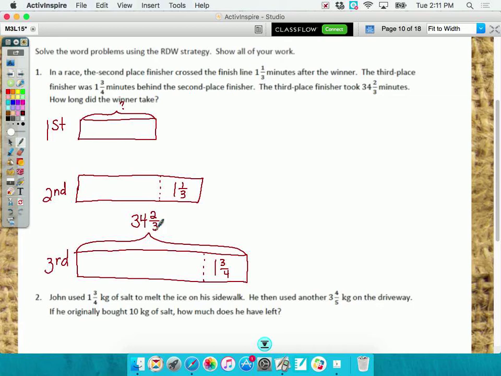Now, I don't know what race they're running, but I'm glad I'm not running for 34 minutes. So here's what we're going to do. We know the total of the third place finisher. How will I figure out first place? I'm going from larger to smaller. So what operation will I need to do? Subtract. So go ahead and write this problem down. 34 2/3 minus 1 3/4 minus 1 1/3. And if we subtract all those, we should get the time of the first place finisher.